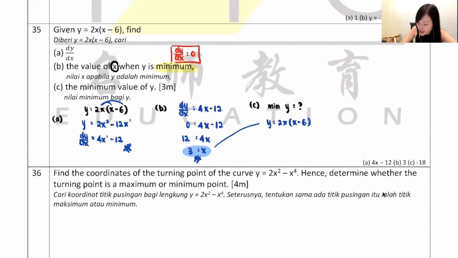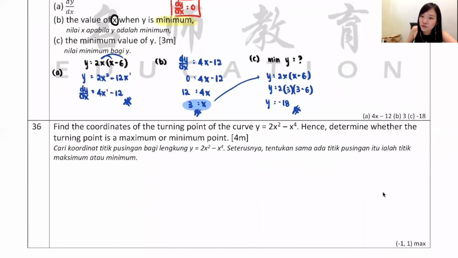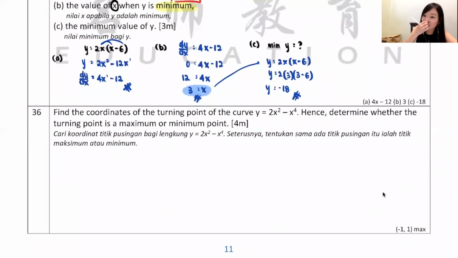So remember, as long as you get one maximum answer, you're going to get the other maximum answer. You just need to sub, because it's not like you don't have it. You already found it. So sub in, 2 times 3 minus 6. I guess getting negative 18. Done. Just like that. Move slightly up, 36.